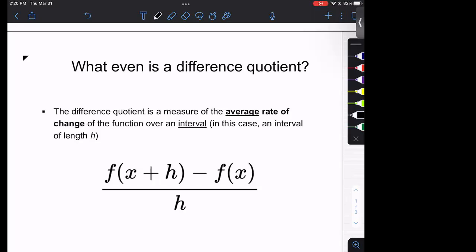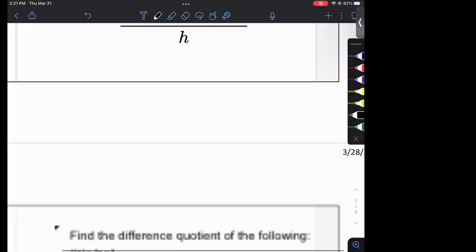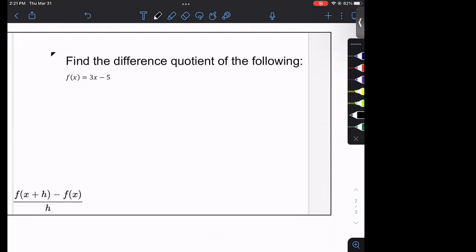It's given by this quotient here. So we're going to take f of x plus h minus f of x, and then we're going to divide it all by h. It looks kind of intimidating, but we're going to break it apart into little pieces, and then it gets a little bit easier. So we're going to find the difference quotient of the following: f of x equals 3x minus 5.